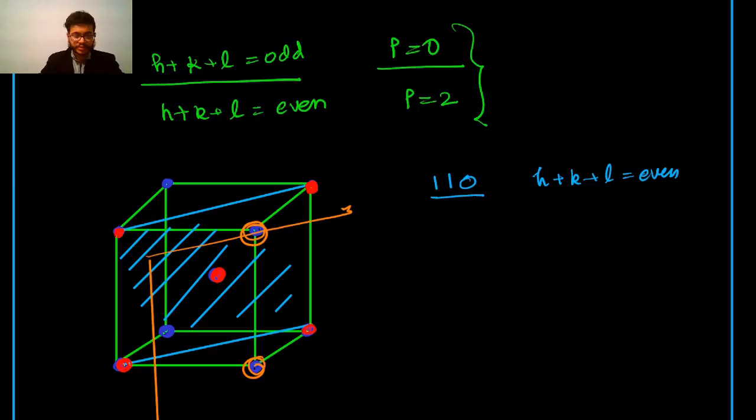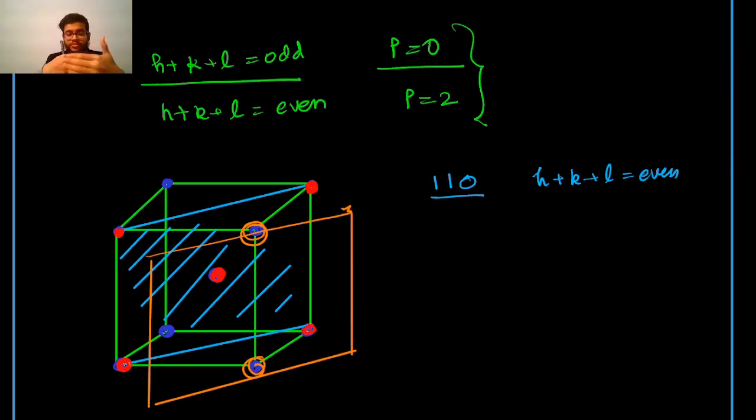Bad drawing, but okay, let me try again. Yes, so it will look something like this. It will be parallel to the blue plane, but it will be shifted. As you can see, the atoms are not actually on top of each other, so you can see that the reflection is not actually happening.